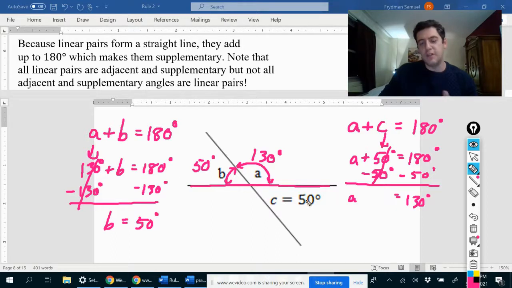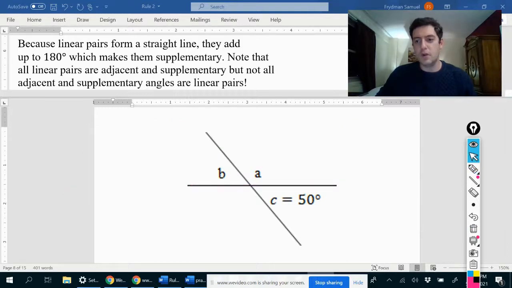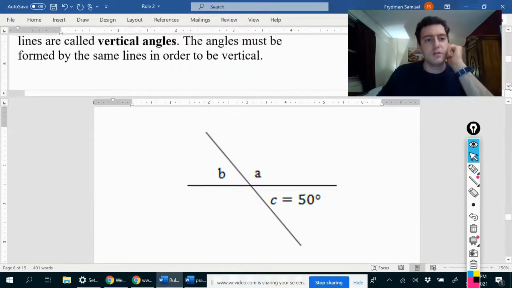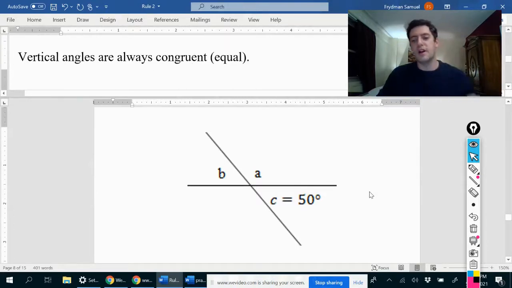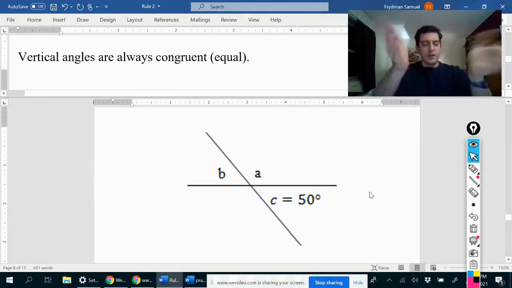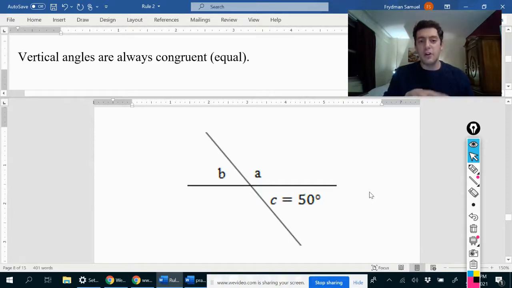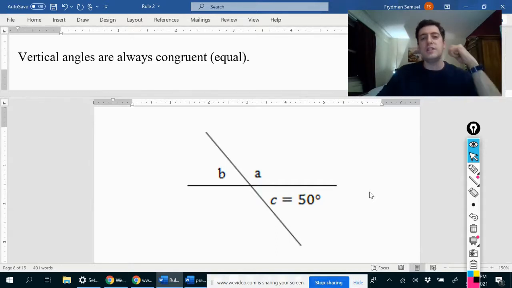We didn't have to start with 50 degrees. Okay, if this had been 40 degrees, let's say, and we went through that same process, then we would figure out that angle B is also 40 degrees. Okay? So that's why vertical angles are equal to each other. Okay, oops, let me just... Probably should have had this up the whole time as I was explaining that. So anyway, vertical angles are always congruent. They're always equal to each other.